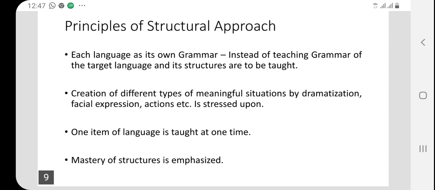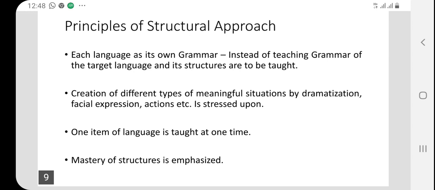So this is a basic change of structure: every language has its own pattern of structure and grammar. Like English has subject, verb, object, and Urdu has subject, object, and verb. SVO and SOV: SVO in English and SOV in Urdu. Then different types of meaningful situations, facial expressions, actions, and body gestures, that is, how we can apply these body gestures in communication and learning a language.